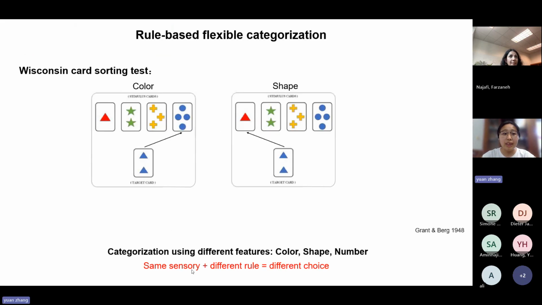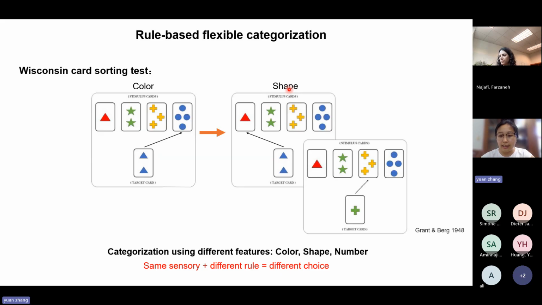So what is flexible categorization? Behavior flexibility is very common and important in our daily life. One of the most famous paradigms is the Wisconsin card sorting test. In this task, the subjects are supposed to classify the cards by different rules, for example color, shape, and number. For example, this card should be classified into this fourth group by color, but it should be classified to the first group by shape. So when the rule changes, the subjects need to use the feedback about their correctness to adjust the rule and then to adjust their choice in the following trials.